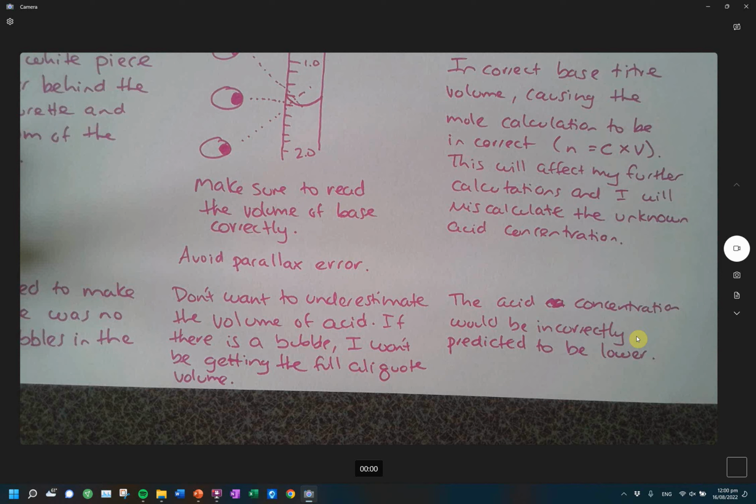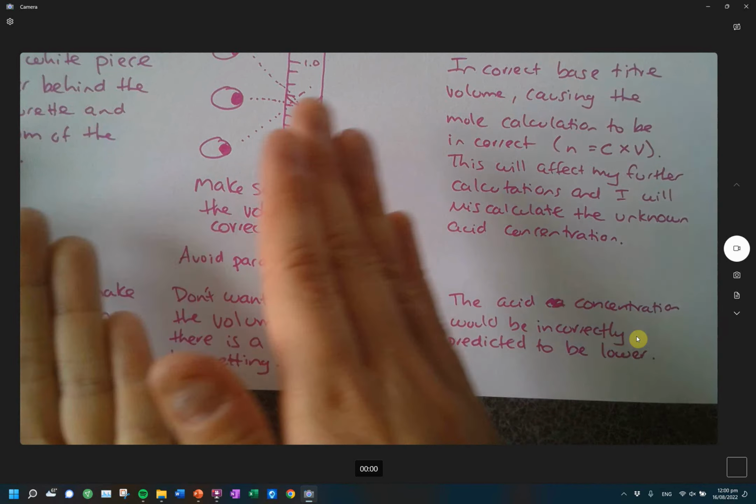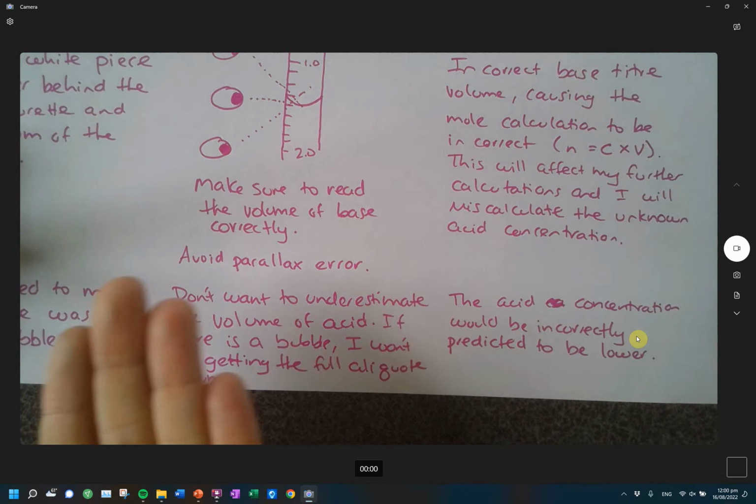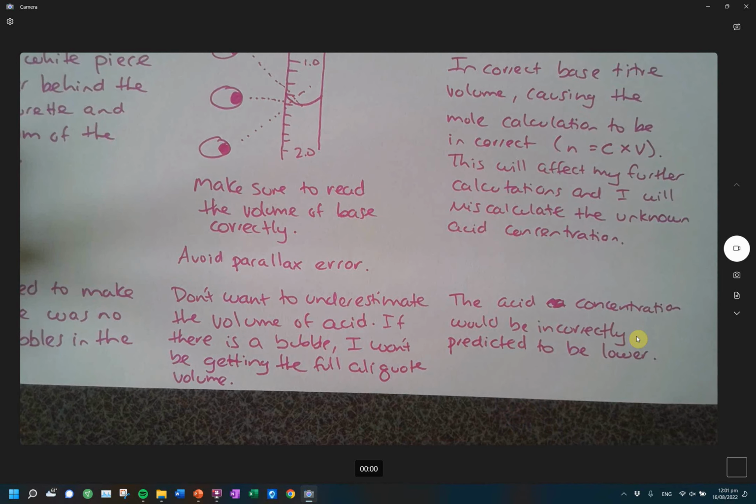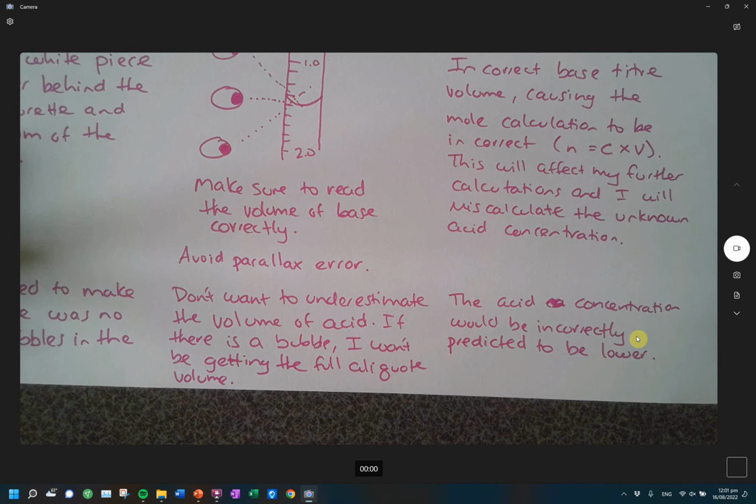All right, second one was removing the funnel before reading, and this one I nagged you guys on a lot. Remove that funnel, because if you don't remove that funnel, a drop of base could go down after you read it, and that's going to again cause a misreading of your titre volume. And then same kind of downstream effects of how it's going to affect your calculation. We did number 3, we did number 4.